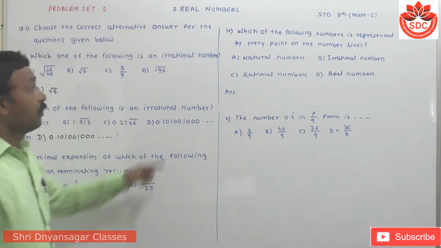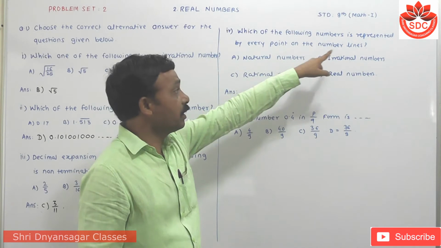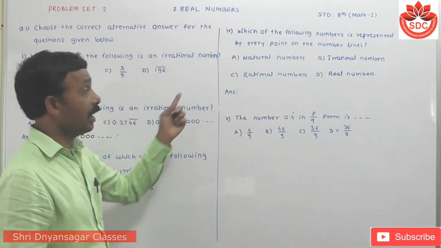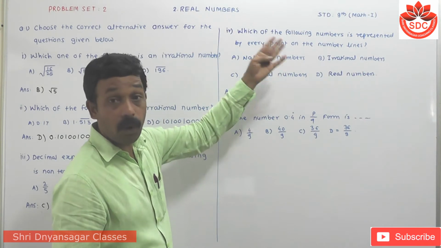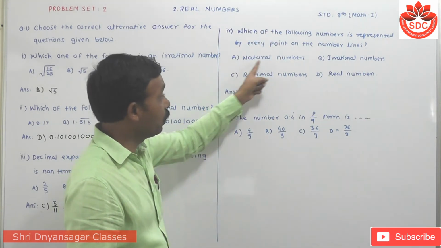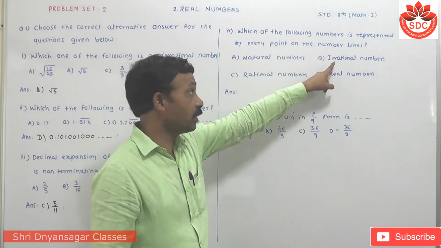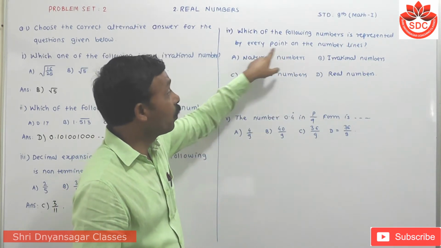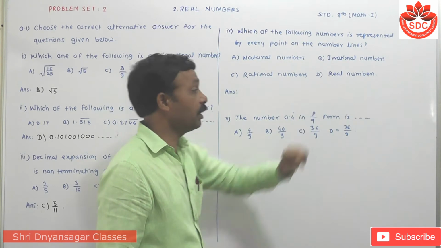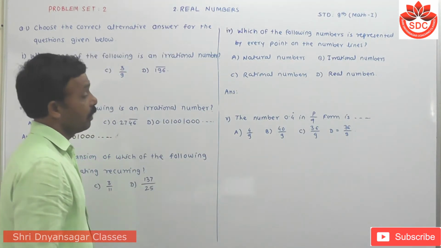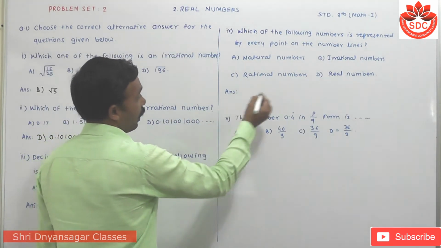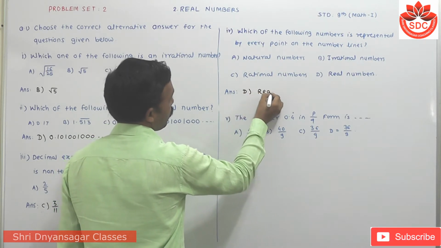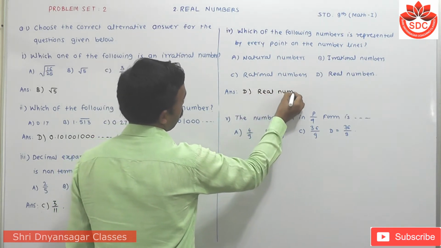Then the fourth one is: which of the following numbers is represented by every point on a number line? Student, when we look carefully, natural numbers, irrational and rational numbers are also represented, but real numbers are every point; all real numbers are expressed on this number line. So the answer is D, real numbers.